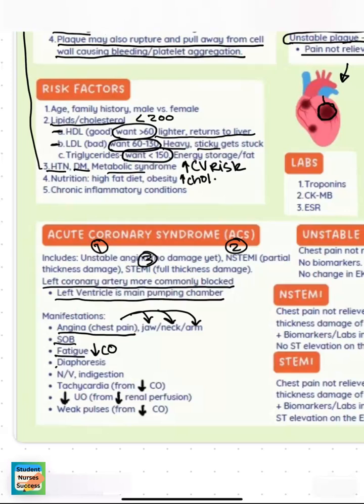You can also develop diaphoresis, nausea, indigestion. We often see tachycardia or increased heart rate because the compensation for decreased cardiac output is to increase your heart rate. When we have decreased cardiac output, we have decreased perfusion to our kidneys, and with that, we have decreased urine output. And our lack or decrease in cardiac output also leads to weak peripheral pulses.